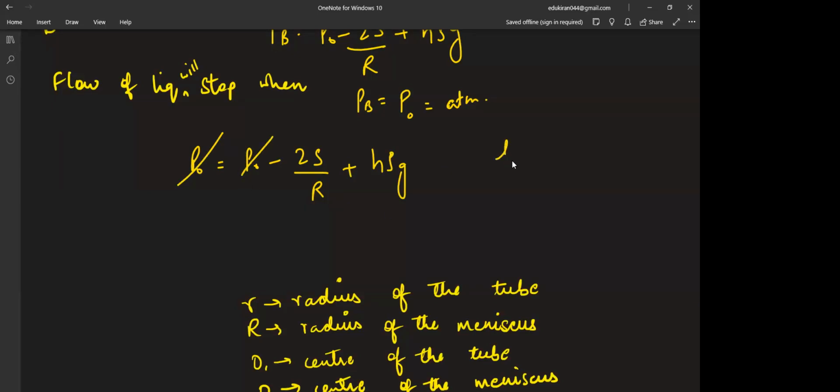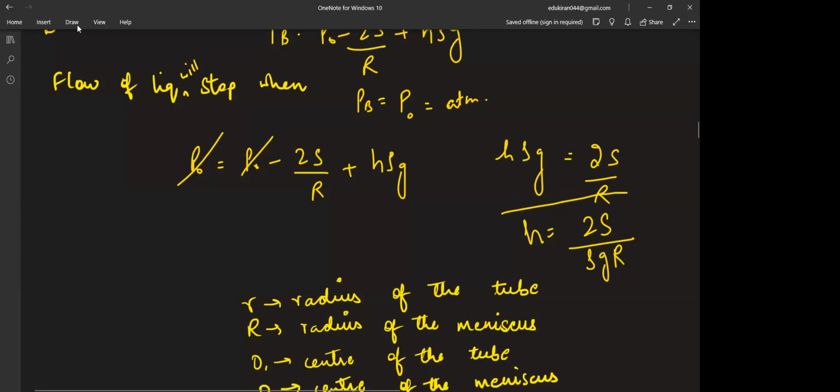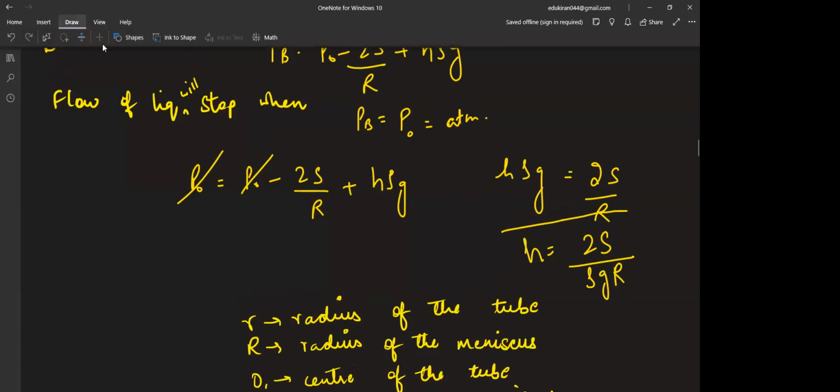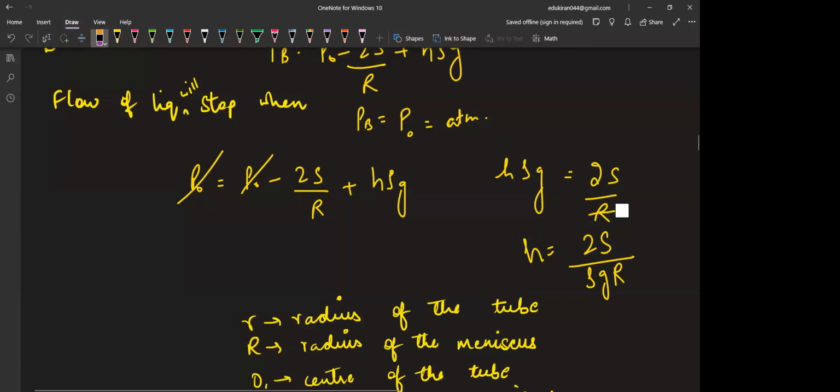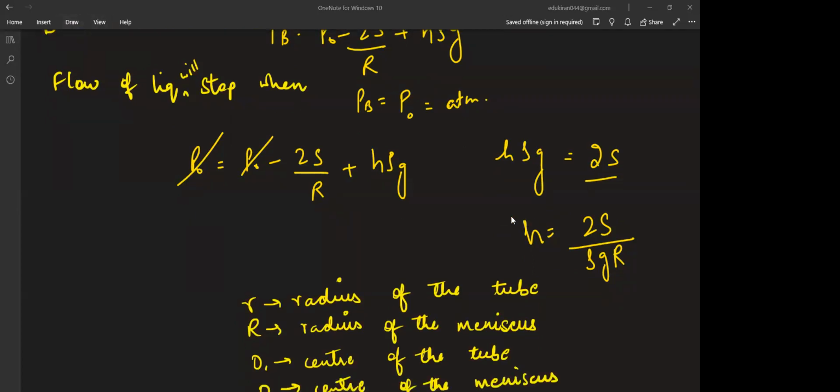Now look, H rho G is equal to 2S by R. From here, what do we have to find out? We have to find out how much the liquid has risen. So height is 2S divided by rho G R. This is the value of the height of the liquid column.